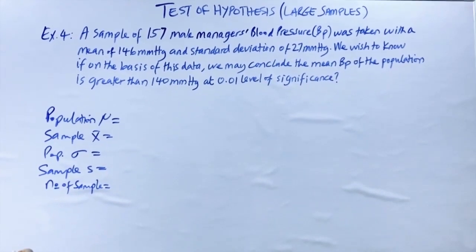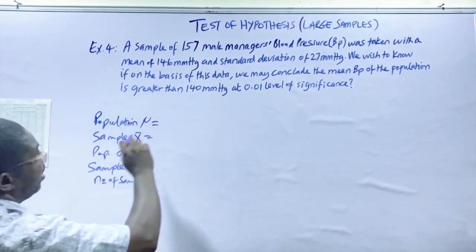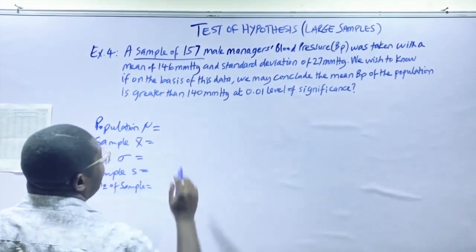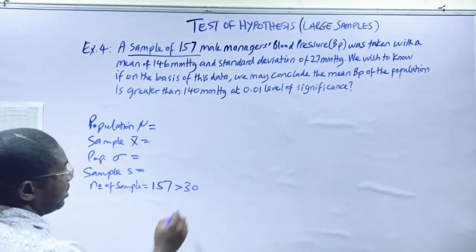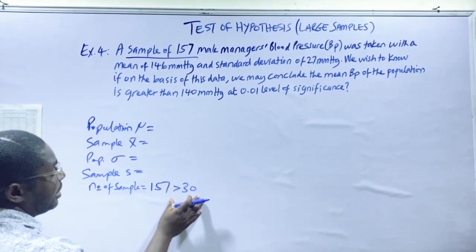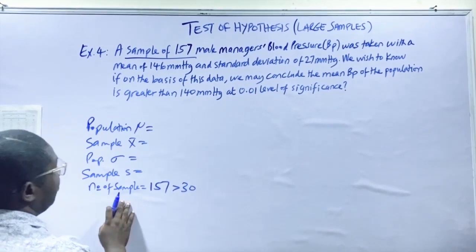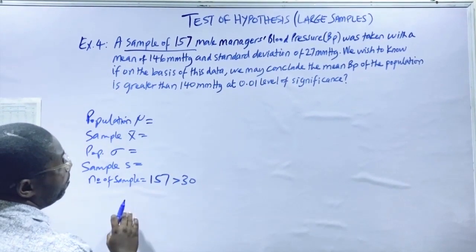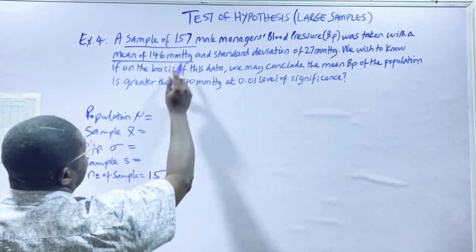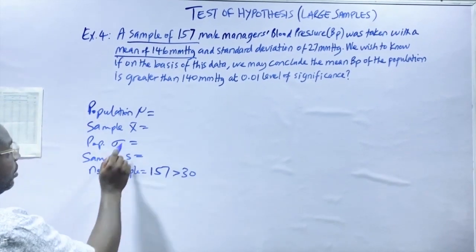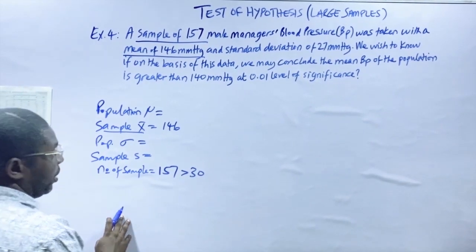Now, mind you, we have predetermined that this is for large sample, and for this question we have a sample of 157, and 157 is greater than 30. Any sample less than 30 is considered a small sample. We're told that the mean of the sample is 147 millimeters of mercury.